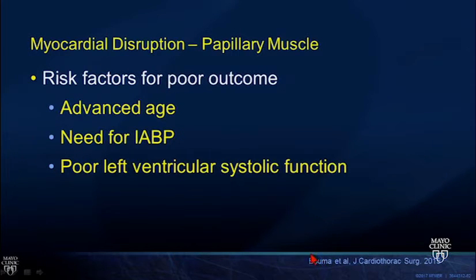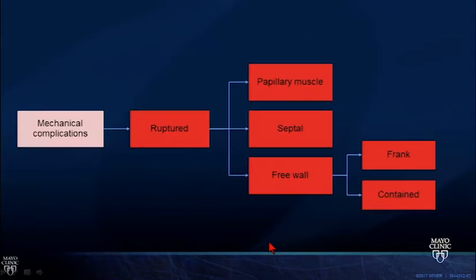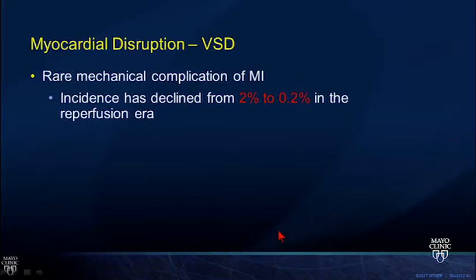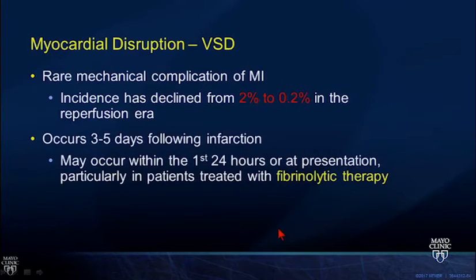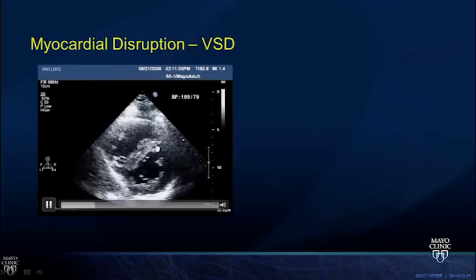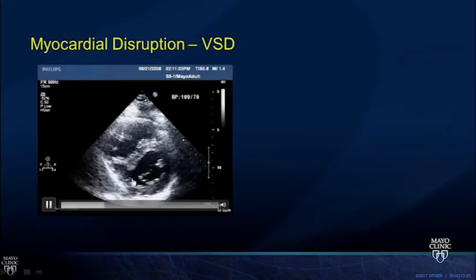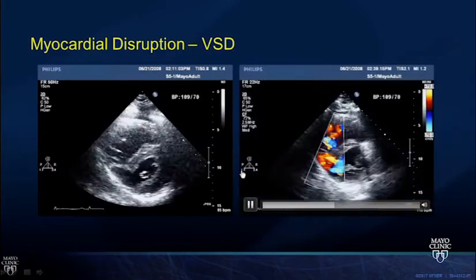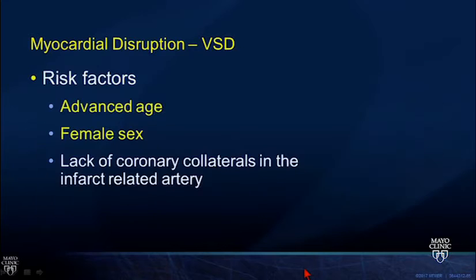Risk factors include advanced age, worse hemodynamics that needed a balloon pump, or poor LV to start. What about septal rupture? Septal rupture is another rare complication. It occurs in the same time frame. And here we see an example. This is a short axis, and we can see in this basal inferior septum, there's a break in myocardial continuity right there. If we put color on, we can see a left to right shunt.